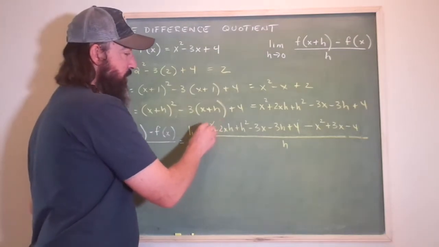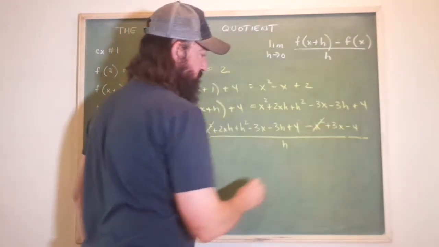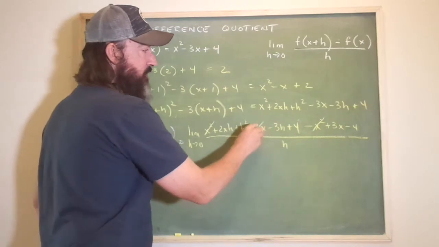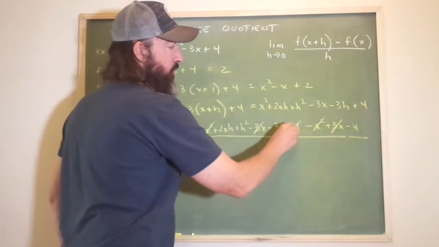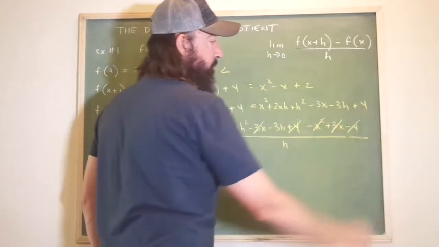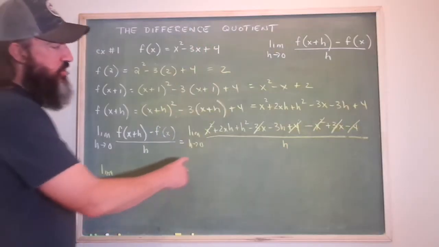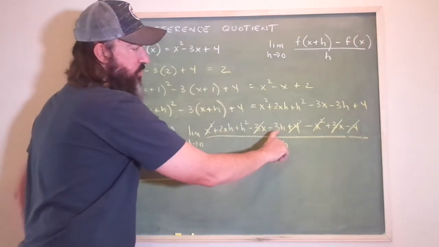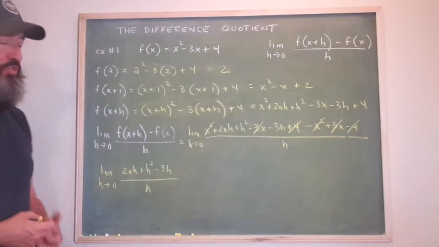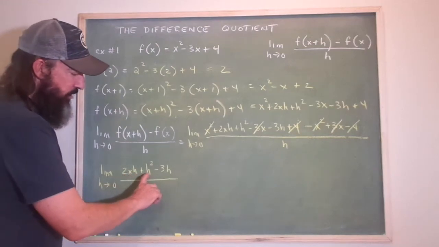This positive x squared will cancel out with this negative x squared, and this negative 3x will cancel out with this positive 3x, not to mention this positive 4 will cancel out with this negative 4. I'm left with the limit as h approaches 0 of 2xh plus h squared minus 3h all over h. Now fortunately, all the terms in the numerator have an h.